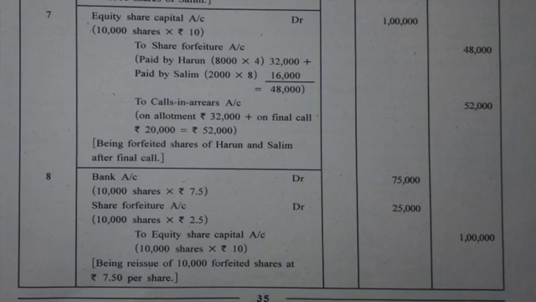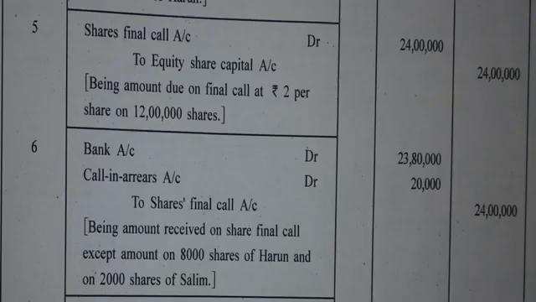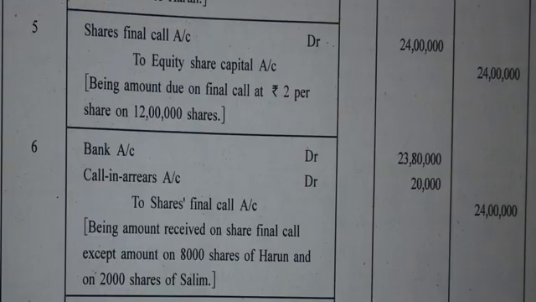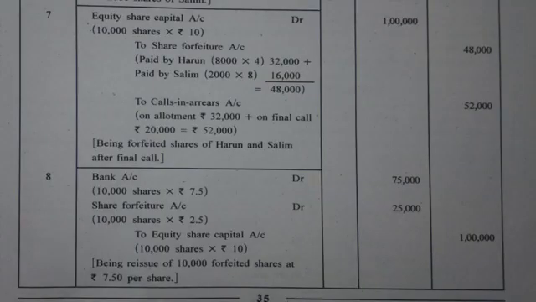I mean the net amount of calls in arrears. Yes, just that simple. You don't have to write it separately. Even if you are writing it separately, it's well and good. But instead of writing it separately, you can write just calls in arrears account, and the amount is readily available. In these journal entries we have already calculated: 32,000 is not received for allotment, 20,000 for final call, and that is obviously the reason why the shares are being forfeited.